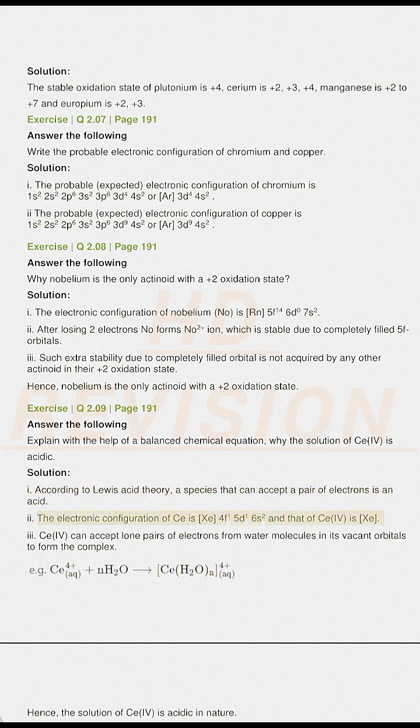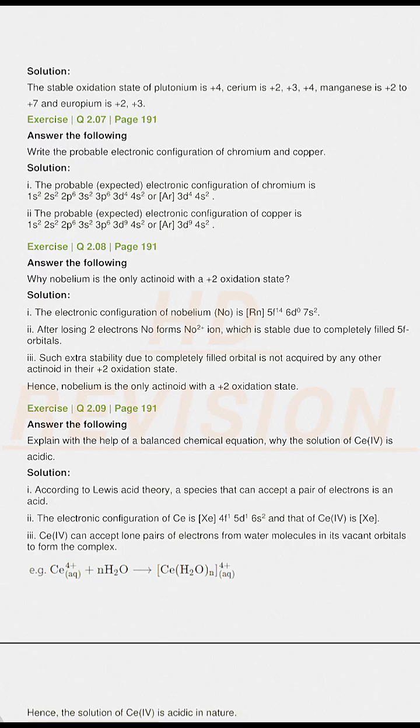The electronic configuration of Ce is [Xe] 4f1 5d1 6s2 and that of Ce(IV) is [Xe]. Ce(IV) can accept lone pairs of electrons from water molecules in its vacant orbitals to form the complex. Hence, the solution of Ce(IV) is acidic in nature.